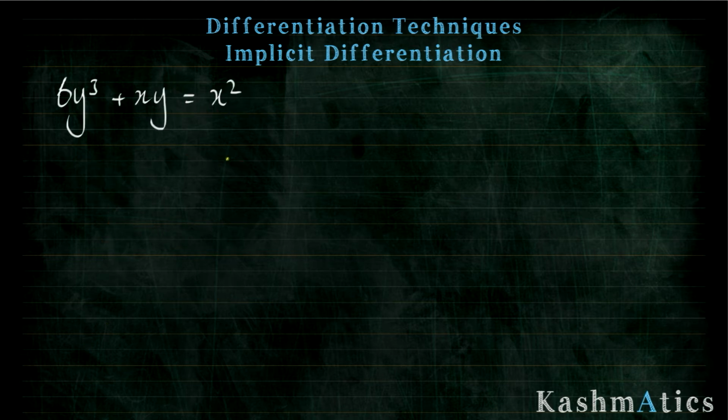In this second example, I've got a bit more going on. The first term you should be able to deal with now, but the second term is actually a product. All right, so what we need to do is apply the product rule. So if I say let u equal x and v equal y.